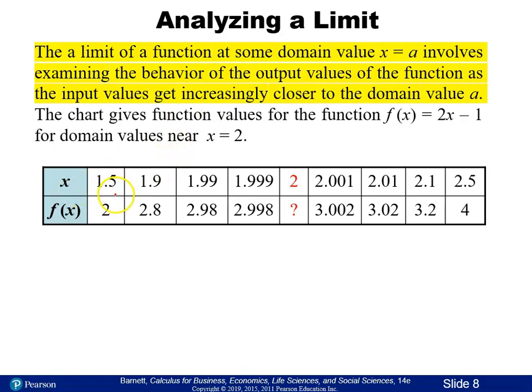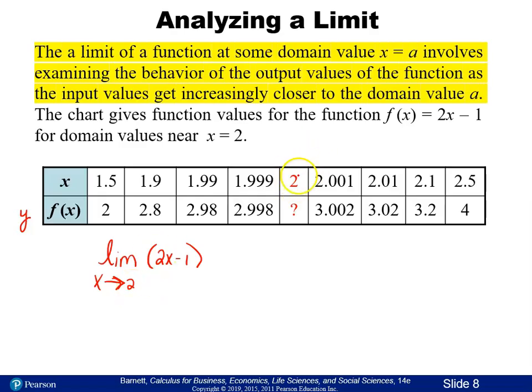So for instance, if we look at this function here, I want to look at the limit as x approaches 2, and this is a little arrow, of the function 2x minus 1, okay? So what we've done here in this table is, if we want to look at the limit, we don't really want to know what happens when we plug 2 in. We don't care about that. We want to know what happens to the y values, which these are the y values, as we get closer and closer to the number 2.